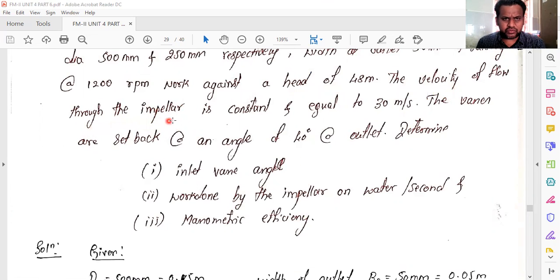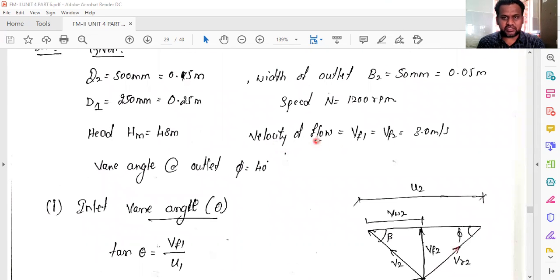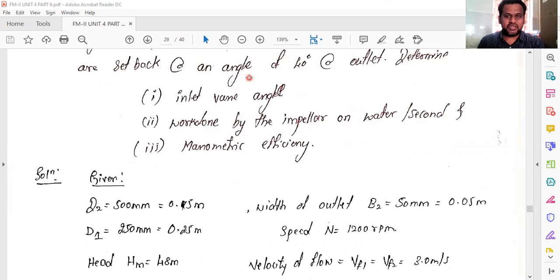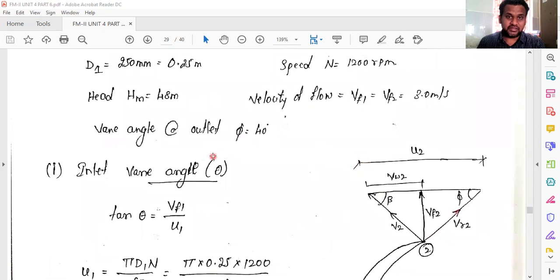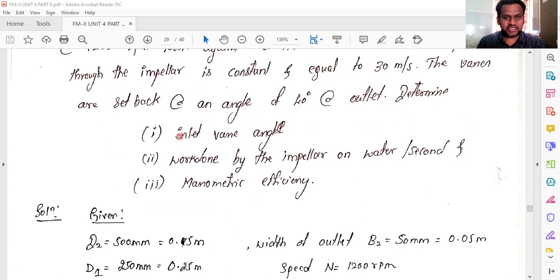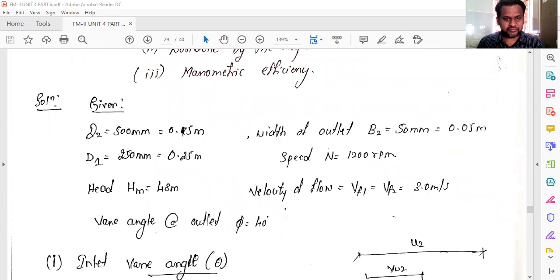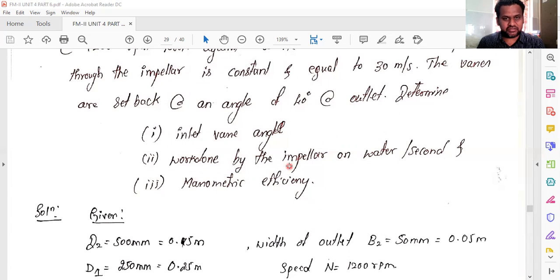Then the velocity of the flow through the impeller is constant and equal to 30 meter per second. So he has given the velocity of the flow, that is Vf1, which is equal to Vf2. That is Vf1 is equal to Vf2, 30 meter per second. And finally, the vanes are set back at an angle of 40 degree at the outlet. So he has given once again phi, that is 40 degree. Okay. So what is asking? Inlet vane angle, that is theta is asking. Okay. Second one is work done. So you know manometric efficiency.